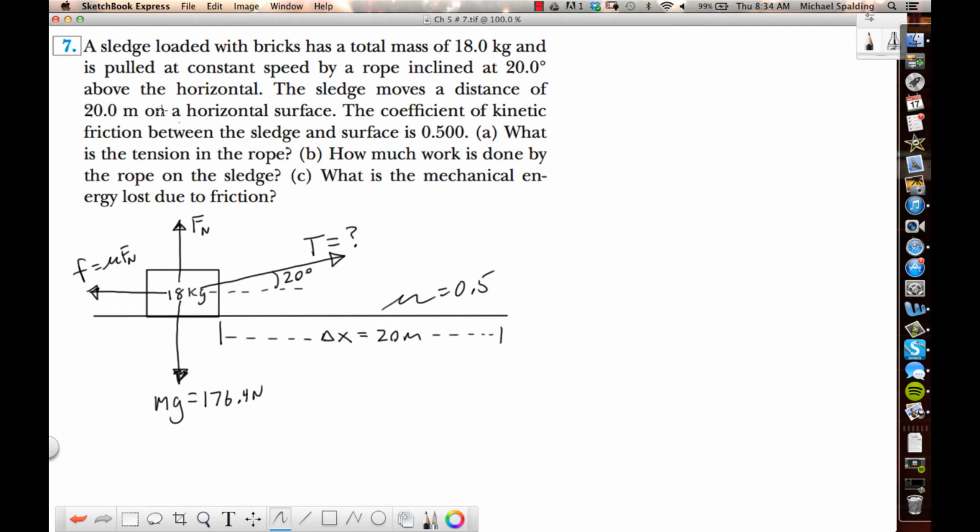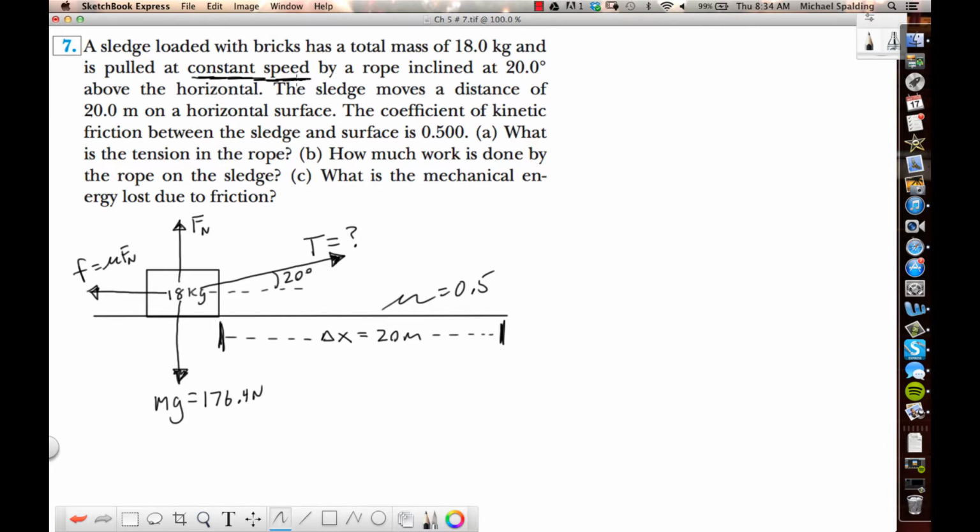All right, so number 7, we have this 18 kilogram mass. It's being pulled by a rope at a 20-degree angle, and friction's present. The coefficient of friction is 0.5. The displacement of the mass is 20 meters, and we're told here that the mass is moving. Where does it say? Right here. Constant speed.